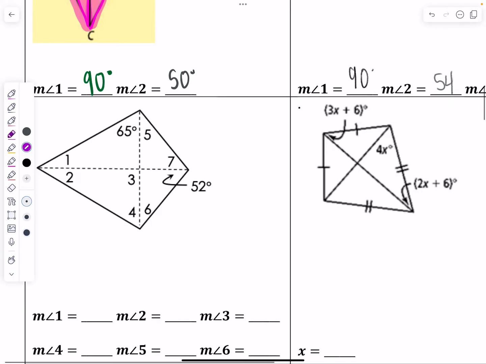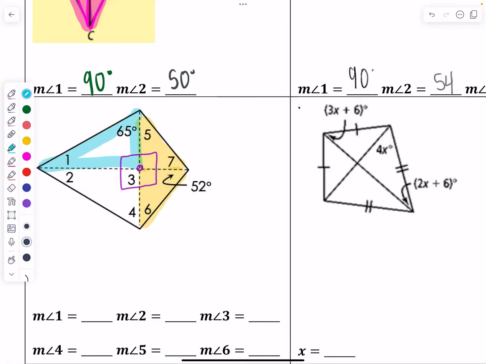All right, so I see the diagonals drawn in. I'm going to go ahead and put my right angles here. This creates the congruent triangles. So here's my little right triangle. This yellow one is congruent to this yellow one. And then this blue one is congruent to this blue one.